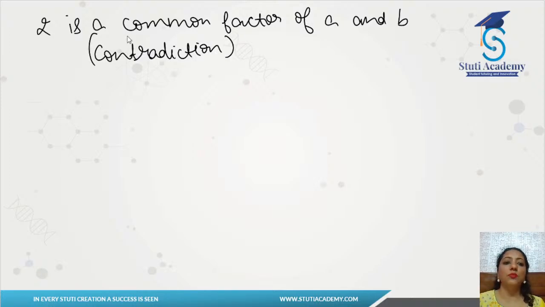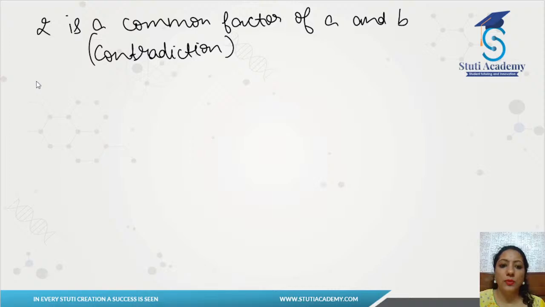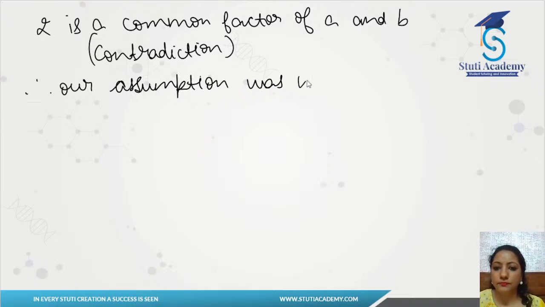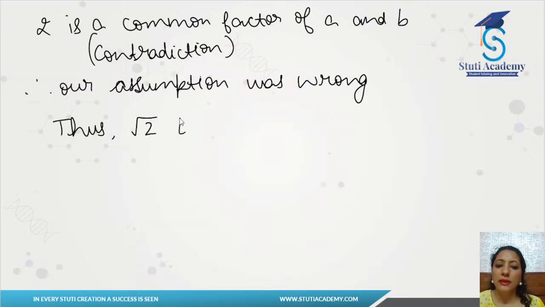So this is wrong. It's a contradiction. That means our assumption was wrong. That means right in the beginning when we said let, if possible, root 2 be a rational number, that's a completely wrong statement. So we'll write: therefore our assumption was wrong. Our assumption that root 2 is a rational number is wrong. So if it's not rational, it has to be irrational. Thus, root 2 is an irrational number.